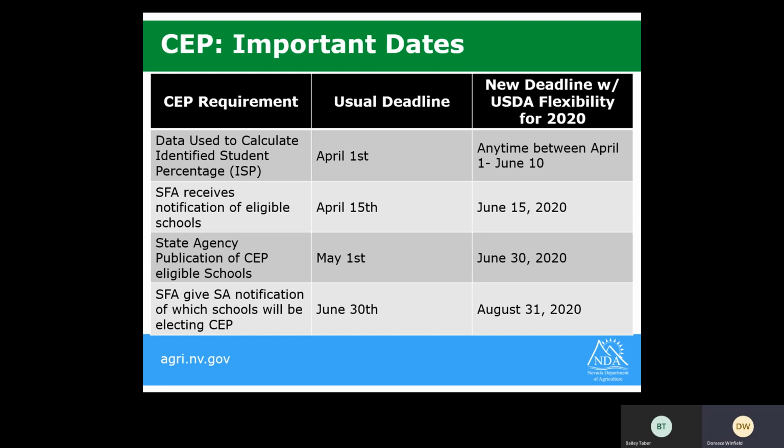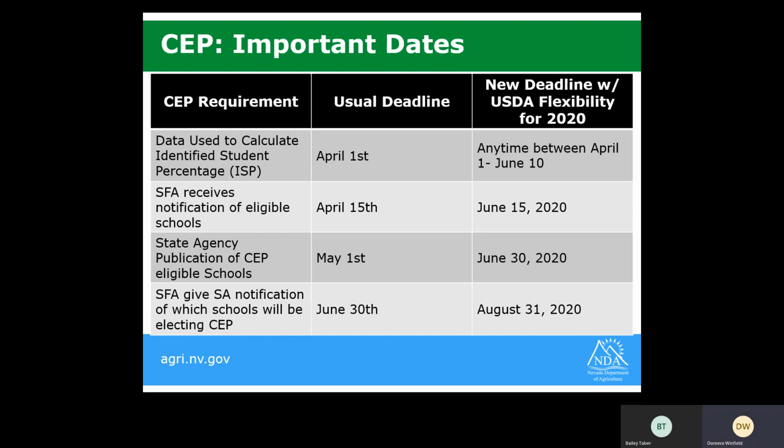Some important dates for CEP. The date used to collect the identified students percentage: the usual deadline is April 1st. The new deadline with the USDA flexibility for 2020 is anytime between April 1st and June 10th.